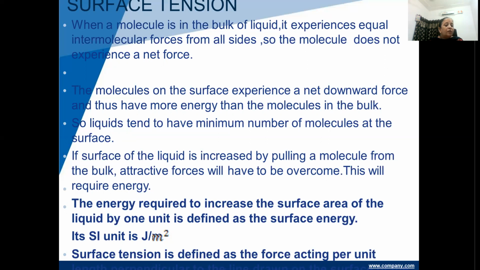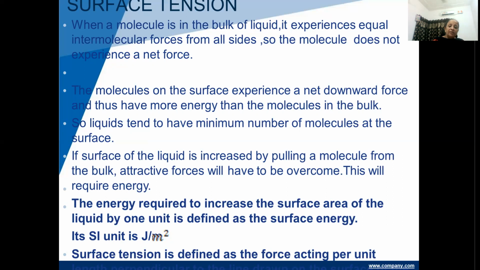So if the surface of the liquid is increased by pulling a molecule from the bulk, then attractive forces will have to be overcome. This will require energy. So the greater the attractive forces among the molecules of a liquid, the greater the energy required. So the energy required to increase the surface area of the liquid by 1 unit is defined as surface energy. Its SI unit is joule per meter square.